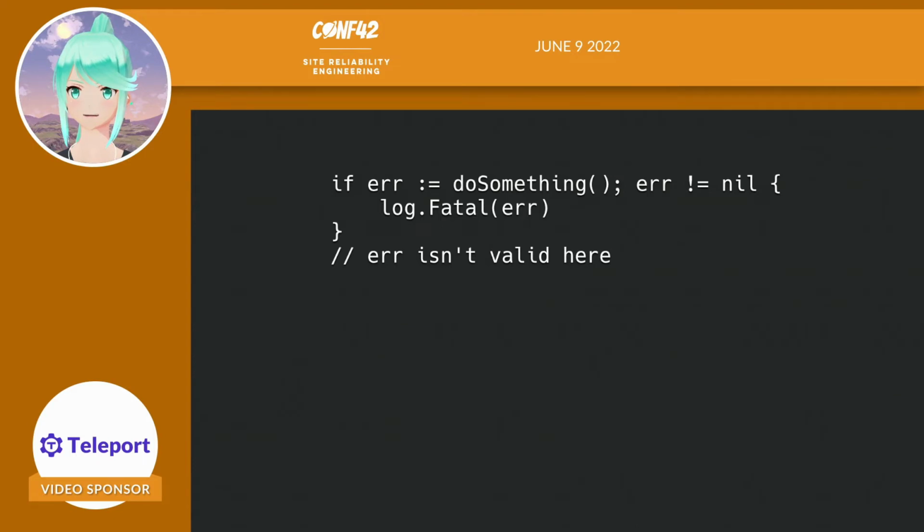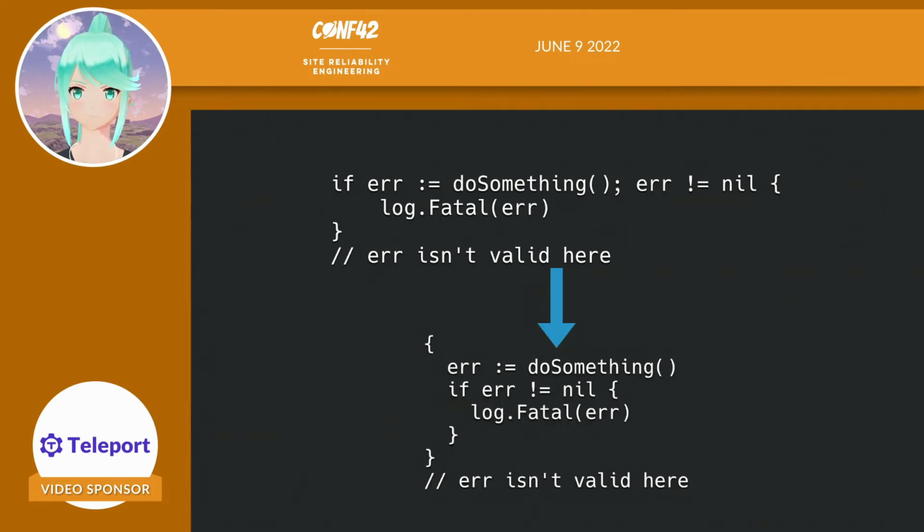This is shorthand for writing out something like this. This does the same thing, but it looks a bit more ugly. Either way, the error value isn't in scope at the end of it, so it'll be dropped by the garbage collector.